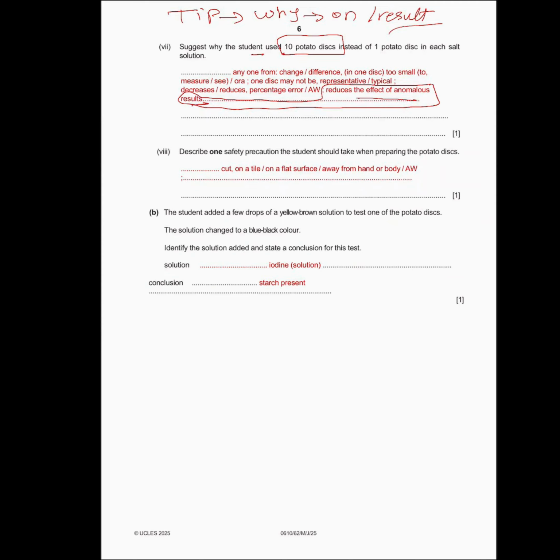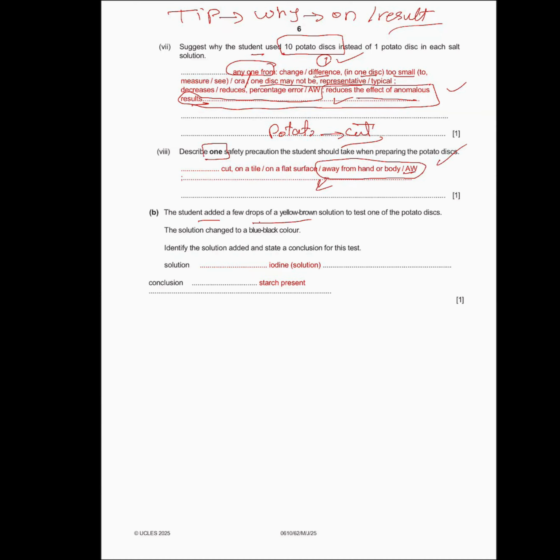Cambridge said another answer. Any one from these. You may say that the difference in one disc is too small to be measured. You can mention this point also. If you mention what I said, you get your point. If you say also one disc may not be representative, and so on. Describe one safety precaution. Whenever you see potato, there is cutting. An easy way to say it: cut away from your hand. This is what your mother always tells you. Cut away from your hand. All alternative wording, all the things that I write here, are from the Cambridge marking scheme.